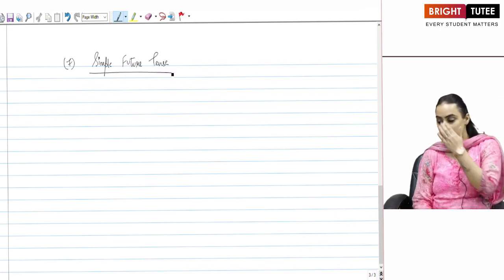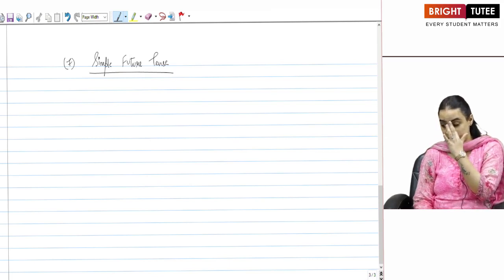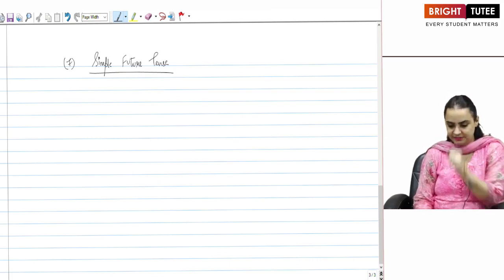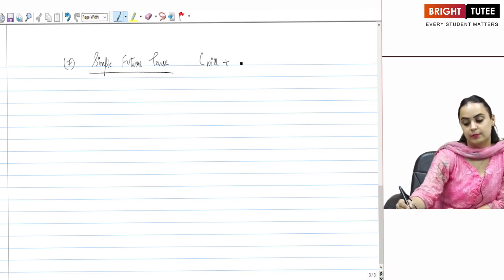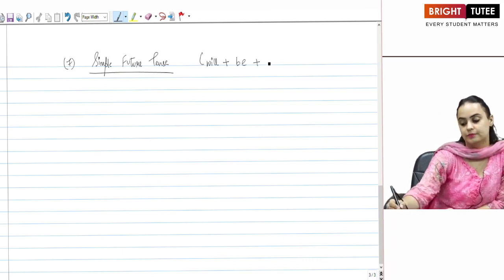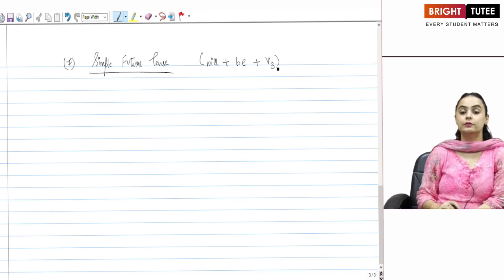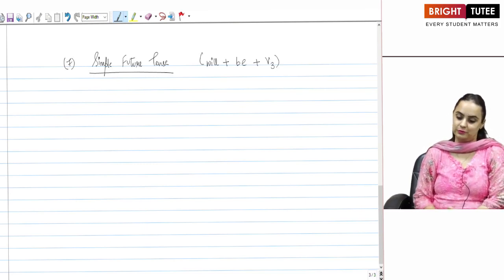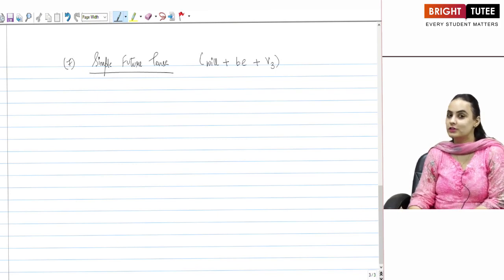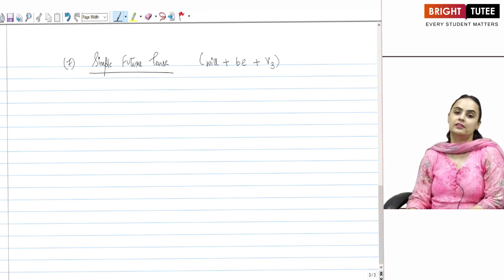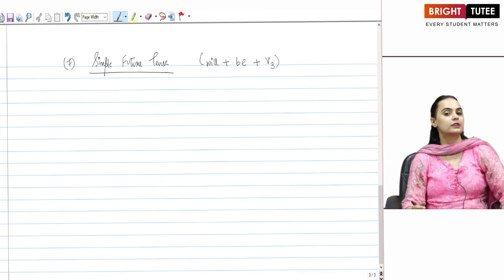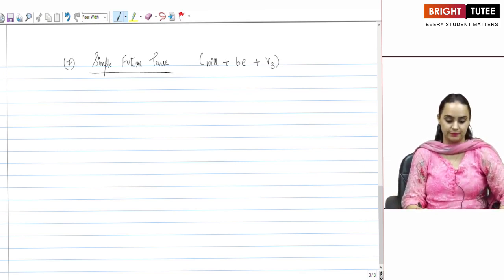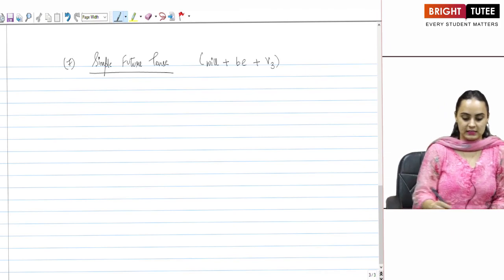Now, what is my rule for changing simple future tense? Will plus be plus third form of the verb. Very simple again. You do not have to decide whether the subject is singular or plural because you have only one option as the helping verb, which is will. So, let us discuss examples.